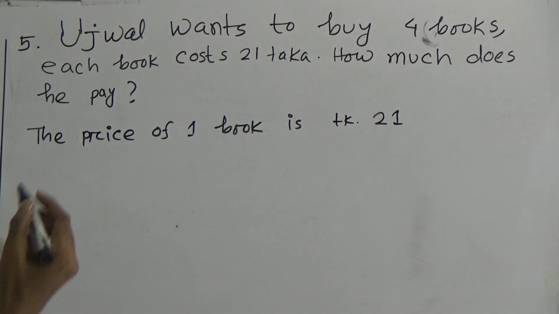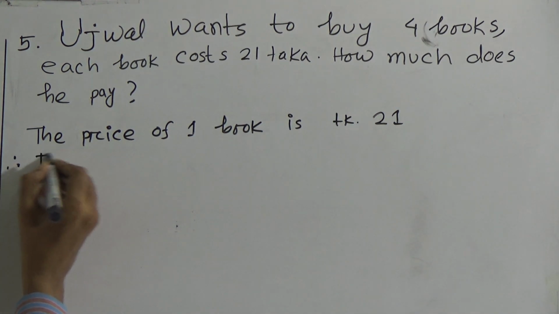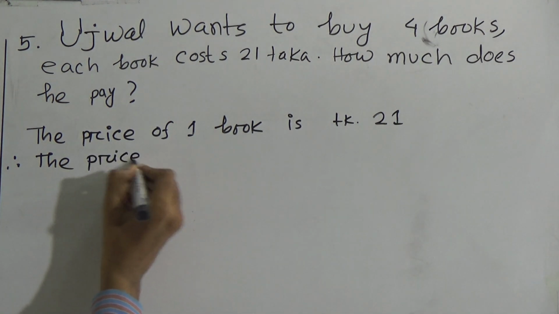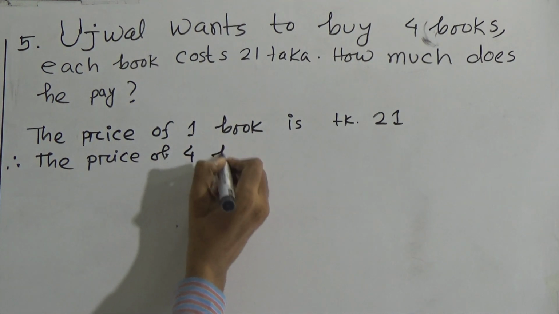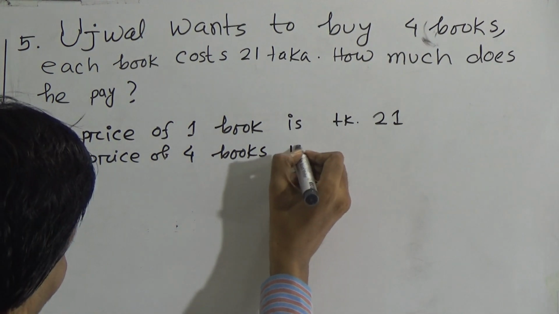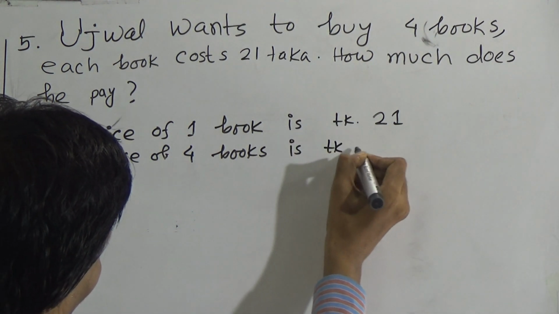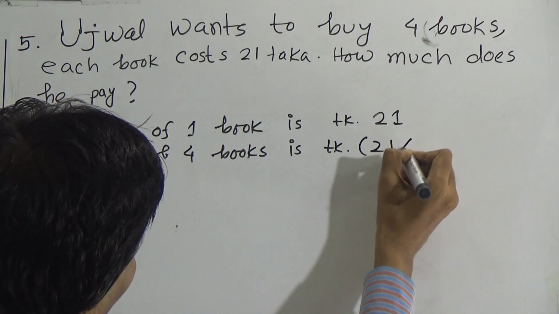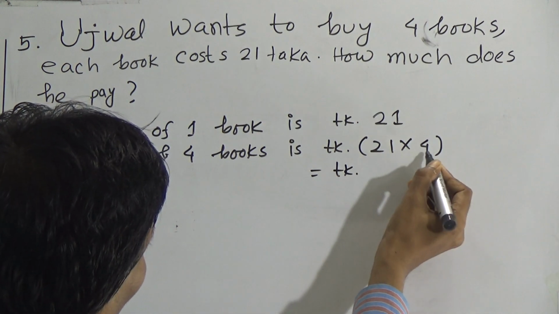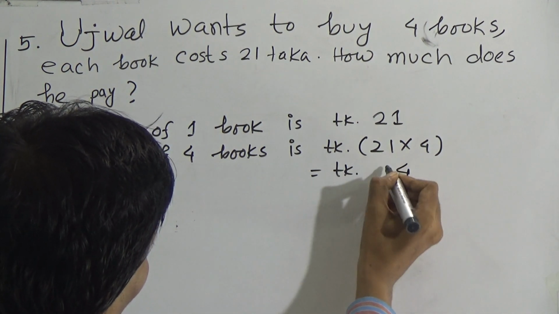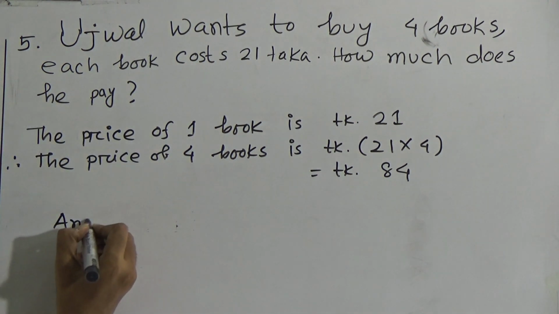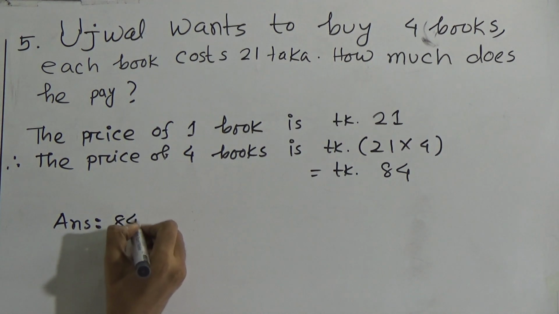Therefore, the price of 4 books is taka 21 into 4. This is equal to what? Look, 4 ones are 4, 4 twos are 8. That means 84 taka. Write the answer: 84 taka.